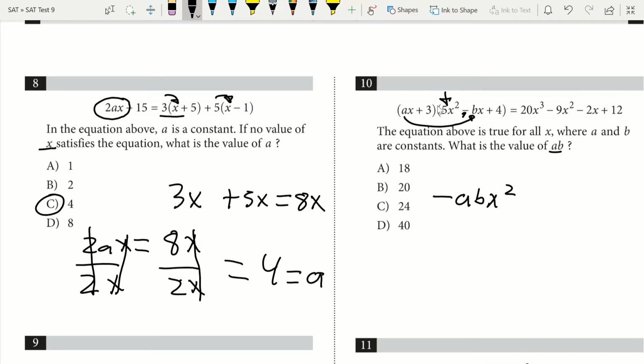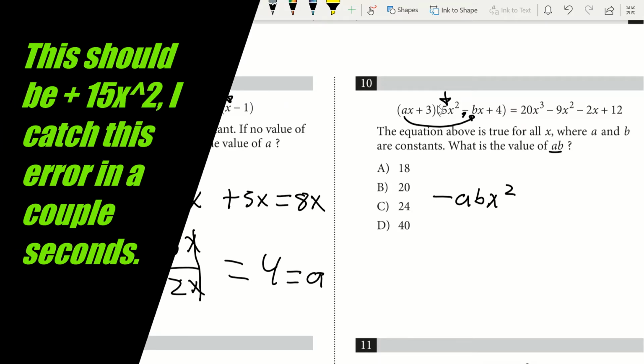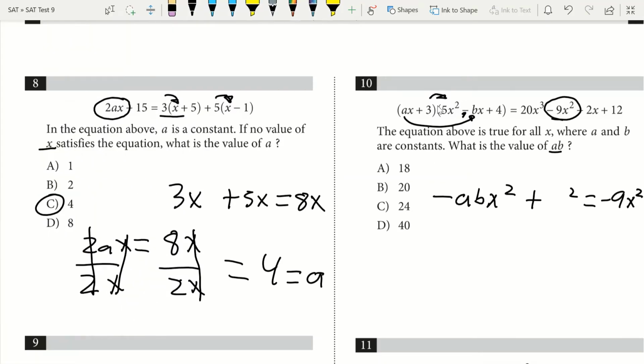I also have a 5x squared here, so I have to keep that in mind, that I have to add that 5x squared. So I have minus abx squared plus 5x squared, and that's going to have to equal my x squared value on the other side of the equation, which is negative 9x squared. Alright, this 5 is multiplied by this 3, right? So that's going to be 15x squared. So we're going to have negative abx squared plus 15x squared is equal to negative 9x squared.